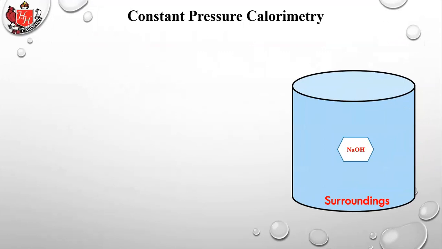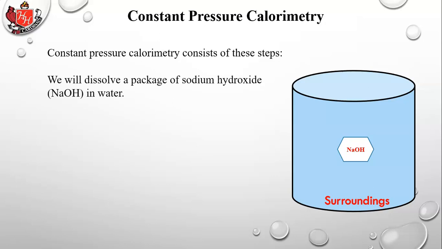So let's see an example here. Constant pressure calorimetry consists of these steps. We will dissolve a package of sodium hydroxide, NaOH, in the water. So there you see NaOH. It's an ionic compound, and it will dissolve in water. And as it does, it's going to release heat.